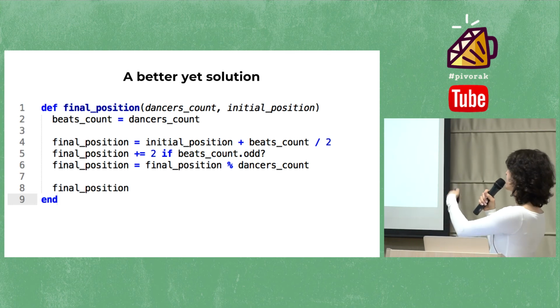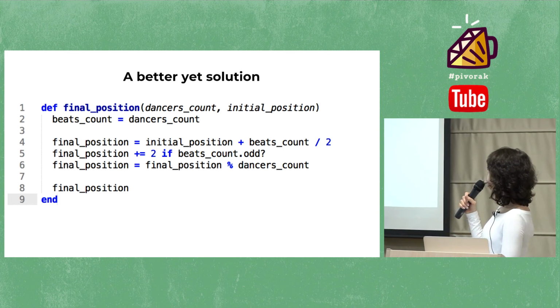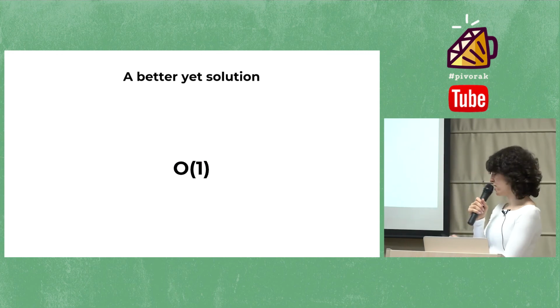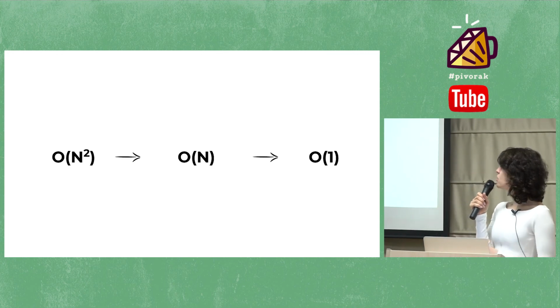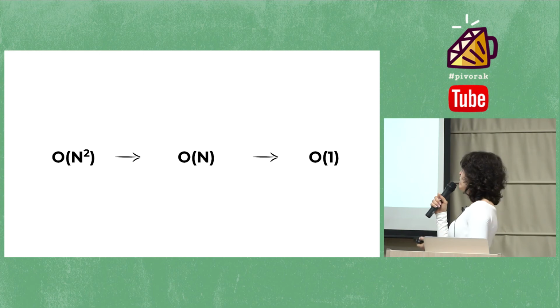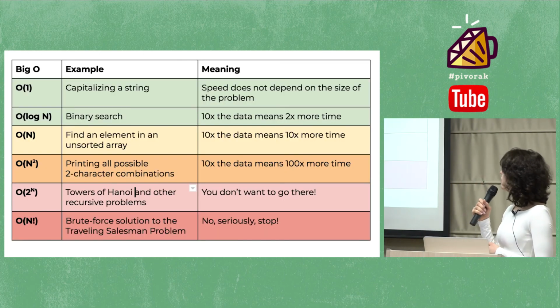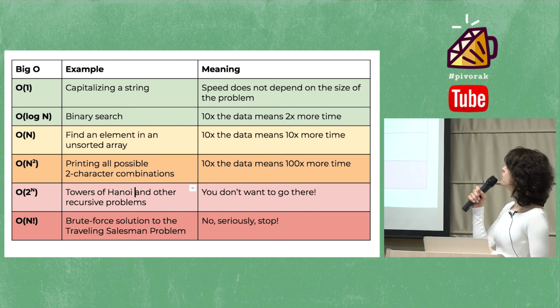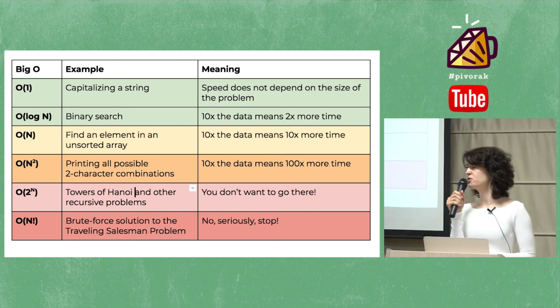The last beat, the additional beat, and then we take the remainder to normalize our dancer's position. And the complexity of this solution is actually big O(1). So we went from big O(n squared) to big O(n) to big O(1), and we have this table, and judging by that, we have eventually arrived at a best case scenario solution.